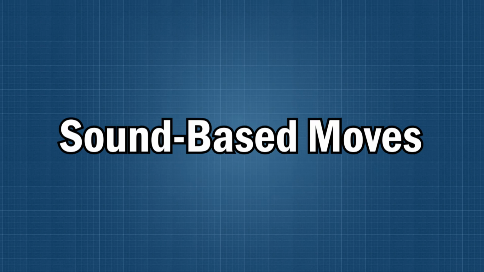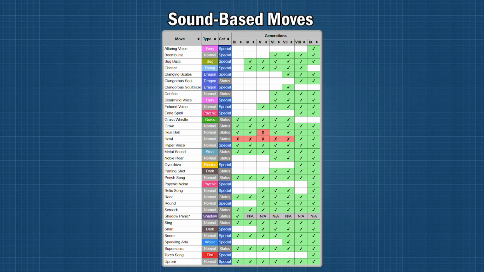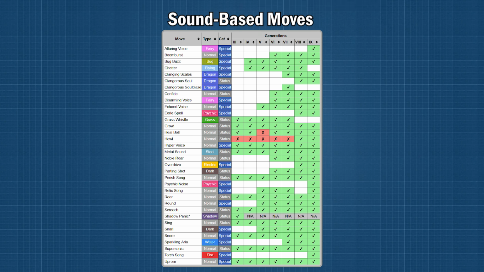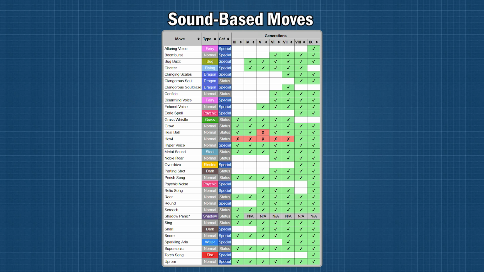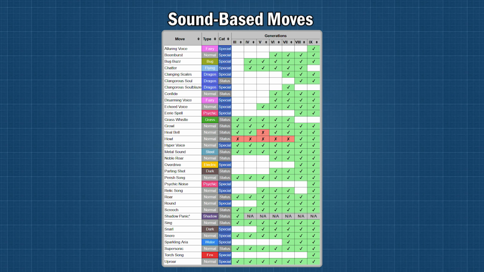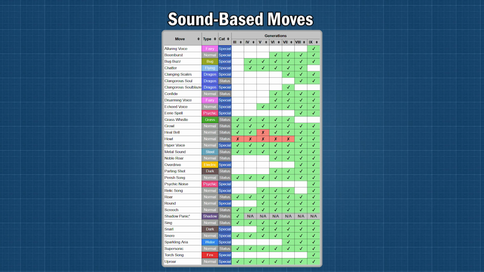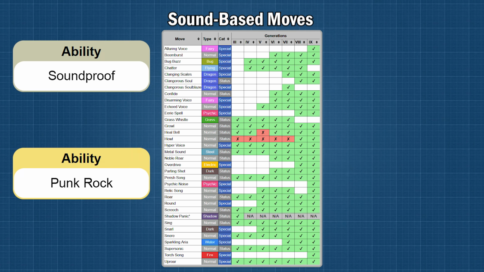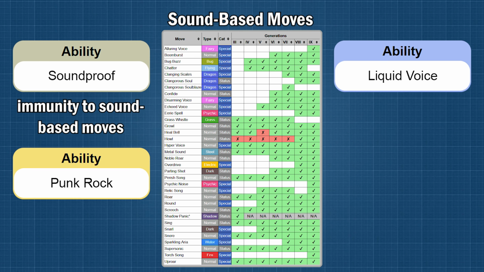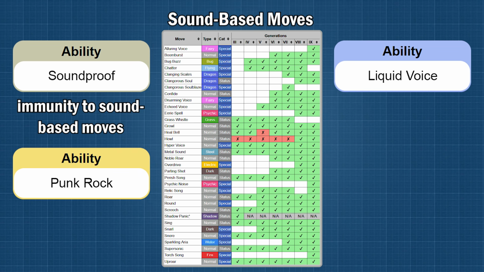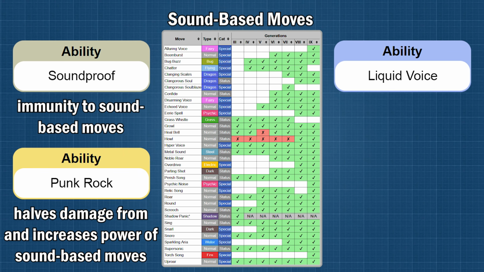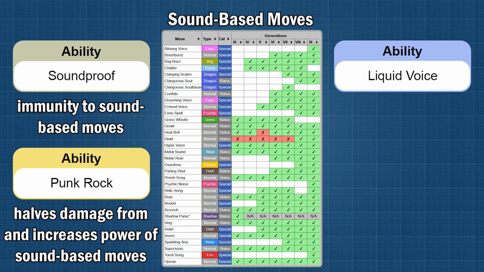Next is sound-based moves. These are all either special attacking or status moves that are generally described to use some kind of sound, whether that be through a Pokemon's voice or using its body in such a way that creates vibrations to produce sound waves. Sound-based moves interact with the abilities Soundproof, Punk Rock, and Liquid Voice. Pokemon with the ability Soundproof are immune to all sound-based moves. Pokemon with the ability Punk Rock take half damage from sound-based attacking moves and have the power of their own sound-based attacking moves increased by 30%.